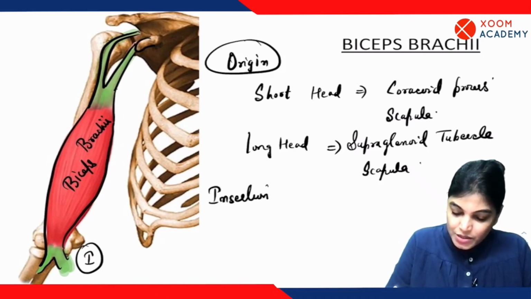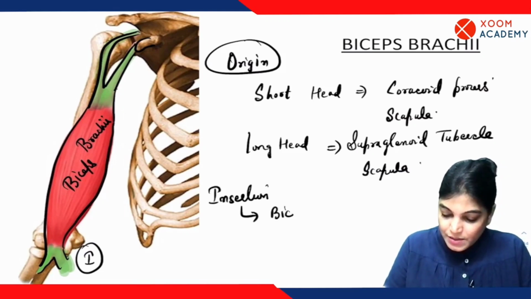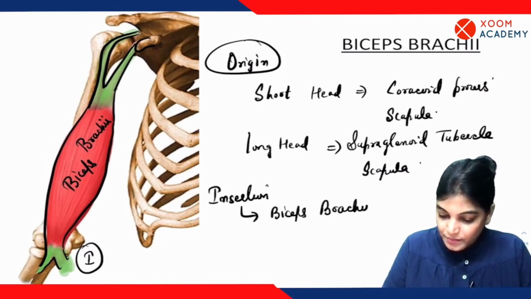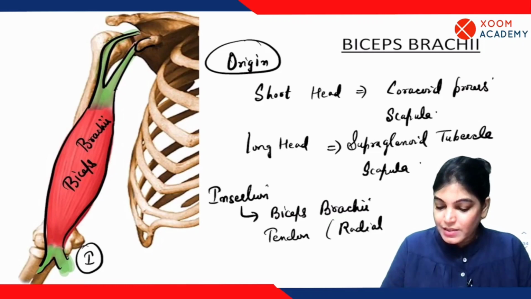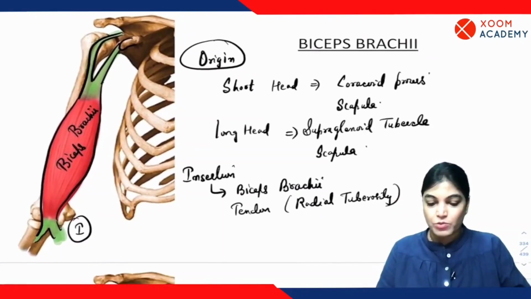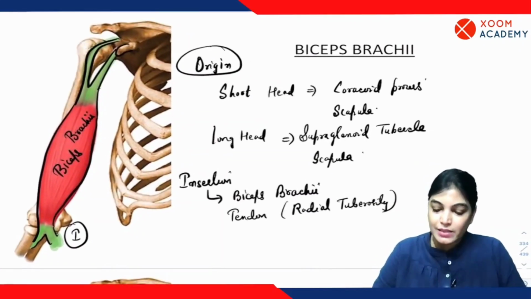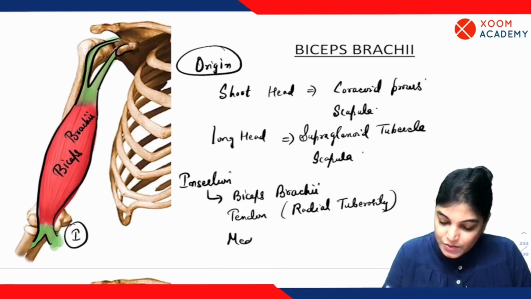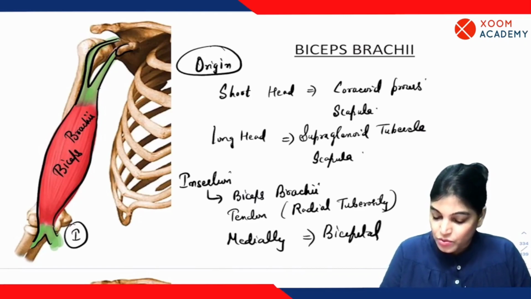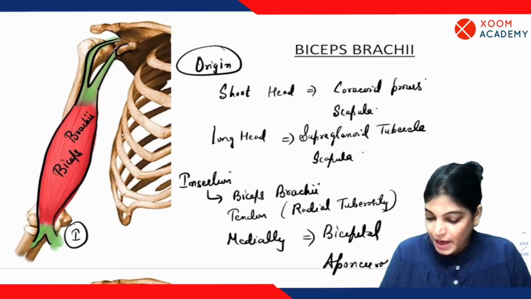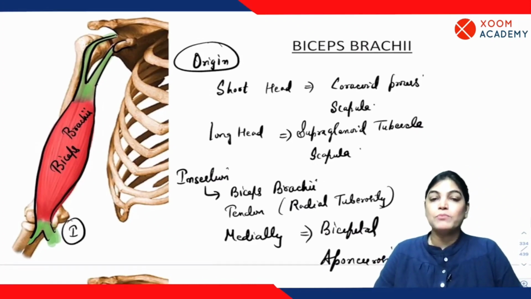When I talk about the insertion, the biceps brachii tendon inserts on the radial tuberosity. To be more specific, it inserts into the rough part of the radial tuberosity, and immediately it forms an aponeurosis which attaches to the ulna, called the bicipital aponeurosis. Medially, it forms the bicipital aponeurosis. This bicipital aponeurosis covers the median nerve and brachial artery at the level of the cubital region. Now we are done with origin and insertion.